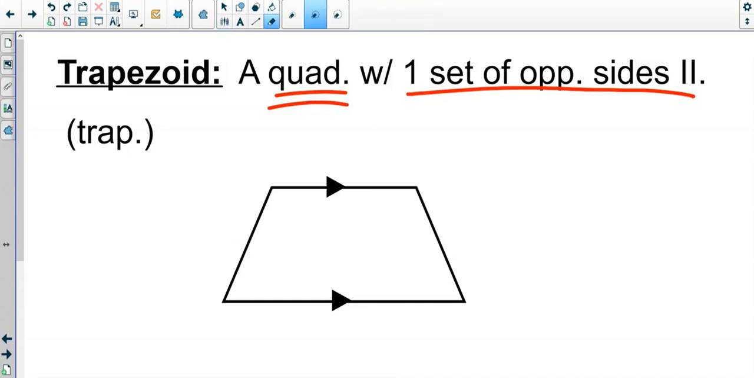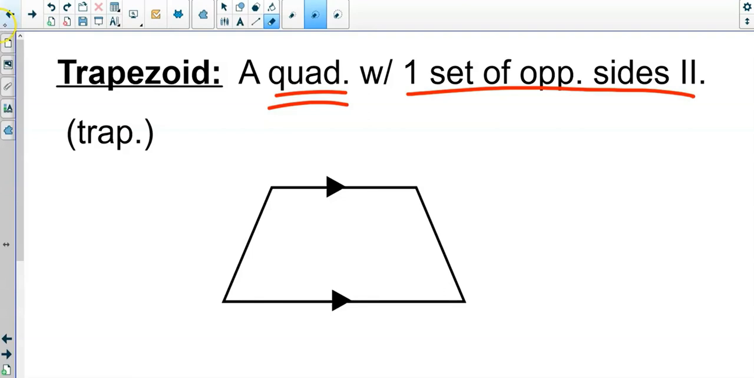So an isosceles trapezoid would be one set of opposite sides parallel, and the legs would be congruent. The sides that are parallel to each other, we call those the bases. The sides that are not parallel to each other, we call those the legs, just so you know. Because that word bases will come in handy for us later on.